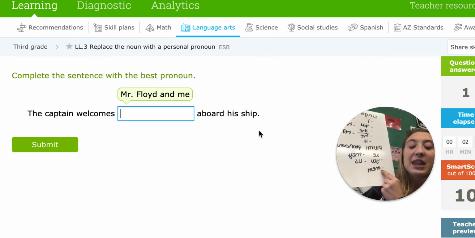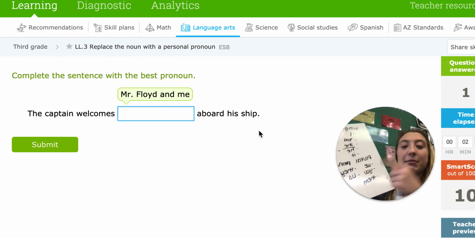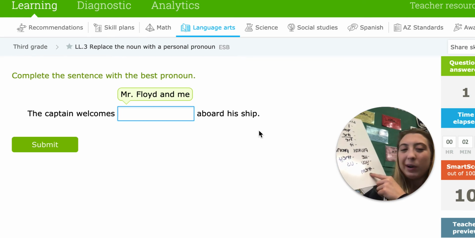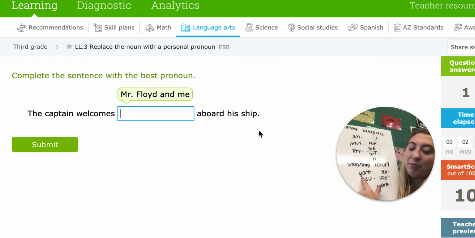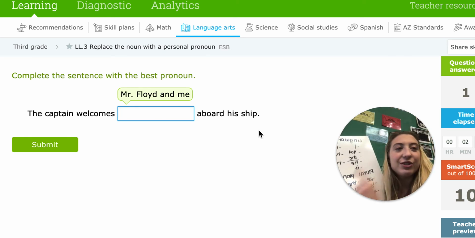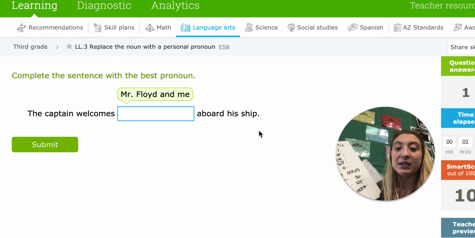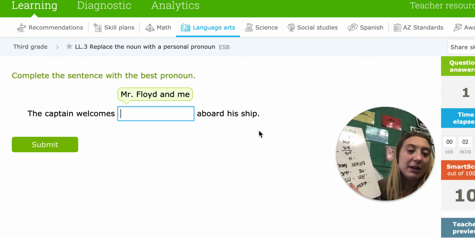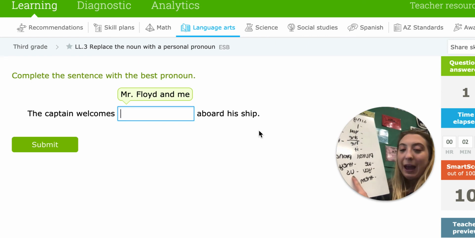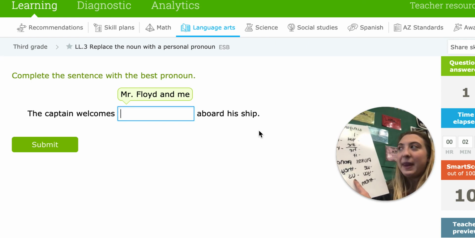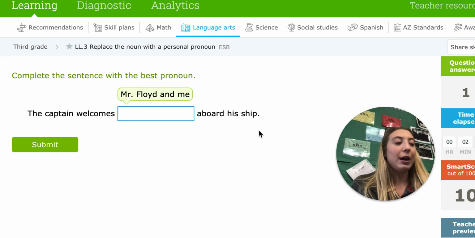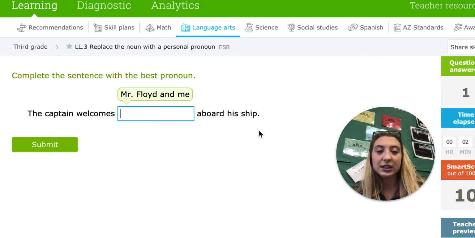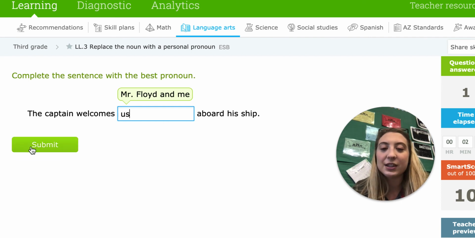So let's try them. The captain welcomes them aboard his ship, but me is included in that, so them wouldn't make the most sense. So let's say they. The captain welcomes they aboard his ship. It still just doesn't sound good. I don't think that's the best pronoun. But we have one more to practice reading, and then we can decide. The captain welcomes us aboard his ship. I think that would be the best because us includes me and Mr. Floyd. So I'm going to type it in, and since it's in the middle of a sentence, don't worry about capitalization. Just U-S for us.